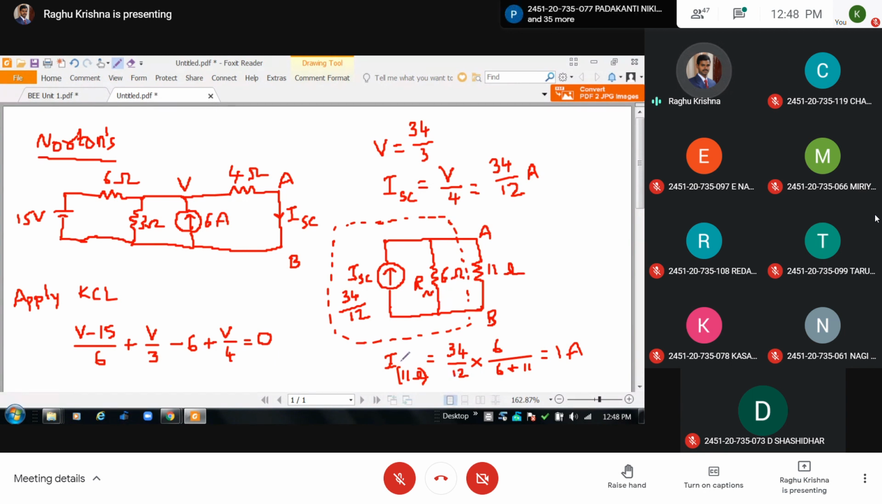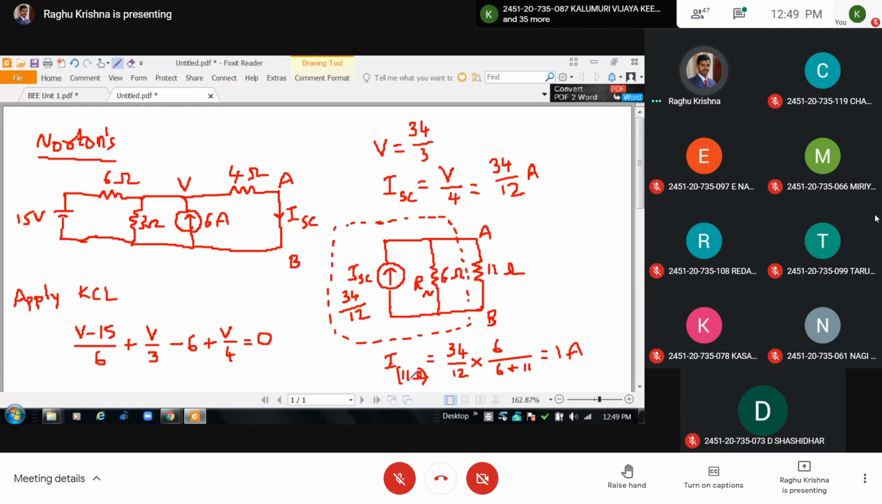The total current divides in these two resistors. If I want the current flowing through the 11 ohm resistor, you have to take the opposite resistance, that is 6 ohms, divided by the sum of the resistors, 6 plus 11. So the total current 34 by 12 into 6 by 6 plus 11. Here, more resistance means less current. In that way also you can remember; there is a proof for this.